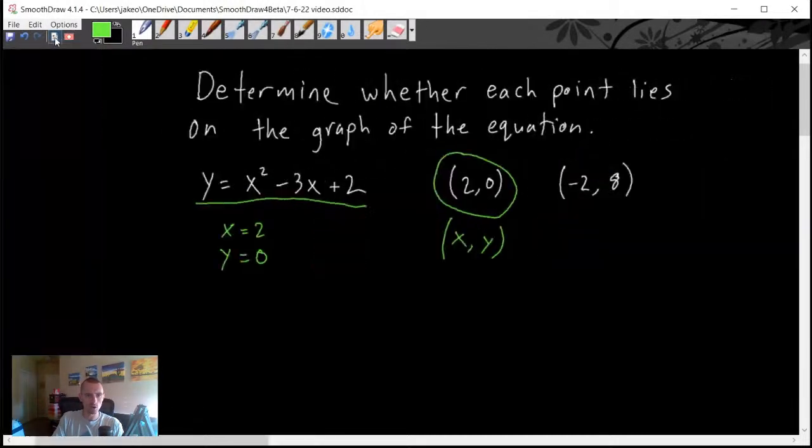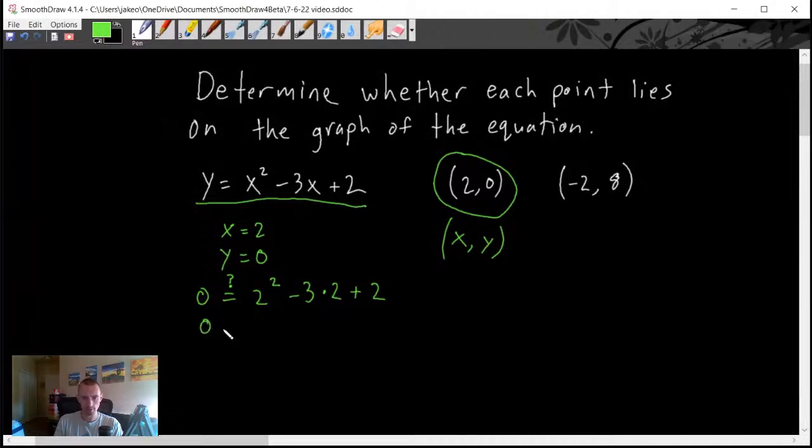So to figure this out, all we have to do is replace all of our x's in our equation with the number 2, replace all of our y's with the number 0, and see if it's equal. If you put 0 in for y, we get 0 on the left side equals x, which is now 2, squared, minus 3 times 2, plus 2. That last one's not an x, we just had a 2 in our equation right there. And then we need to figure out, are these two things equal? If they are, then the point lies on the graph. If they're not, it doesn't.